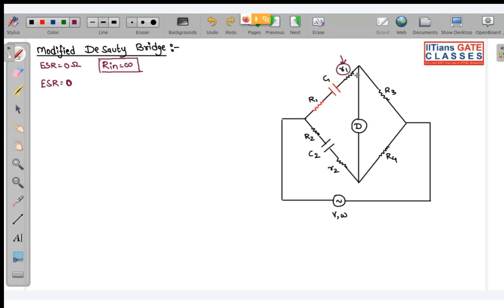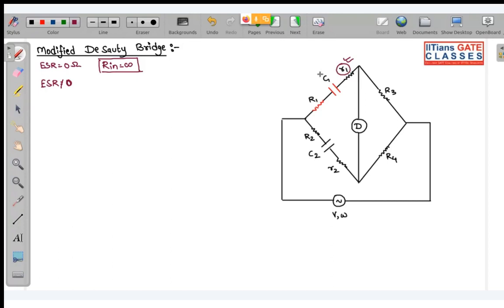But if by default some R1 is present, that is, if ESR is not equal to 0, then what do we do? In this circuit, we set R1 to 0. So this R1 is present so that if ESR is equal to 0, at that time we can introduce R1 in the circuit. If ESR is not equal to 0, then we make this small R1 as 0. Tell me, did you understand the purpose of this small R1?